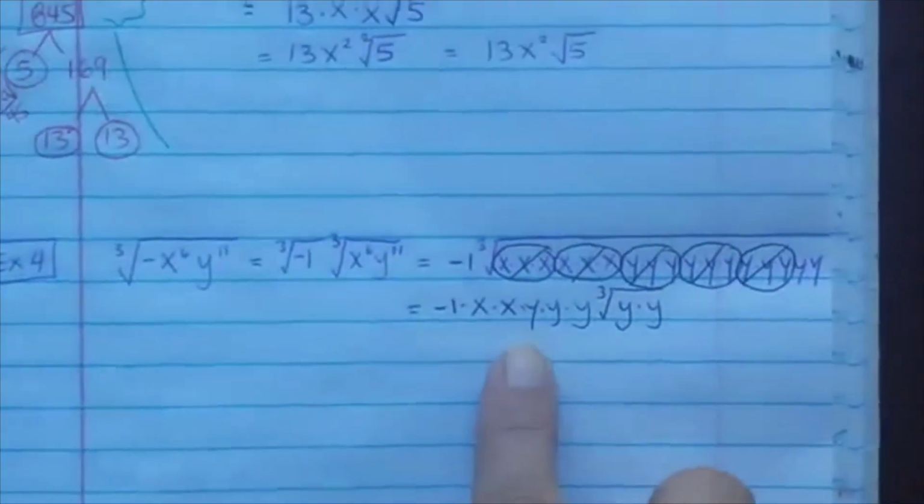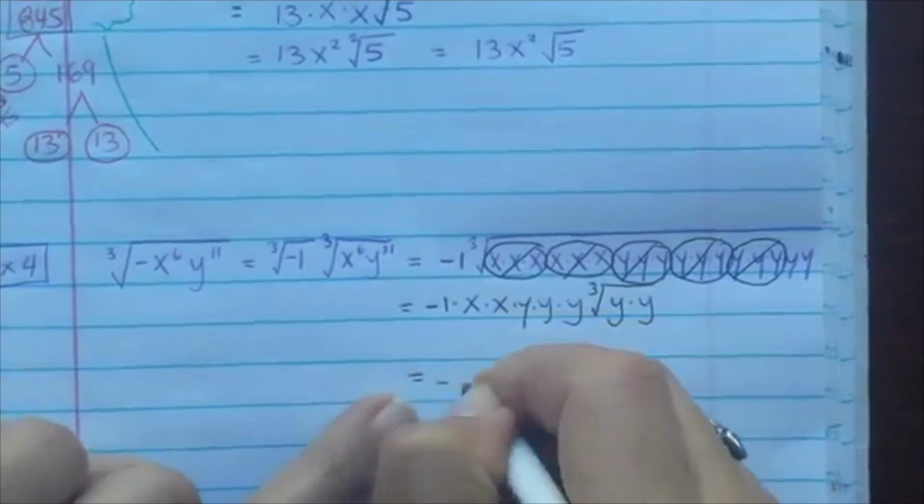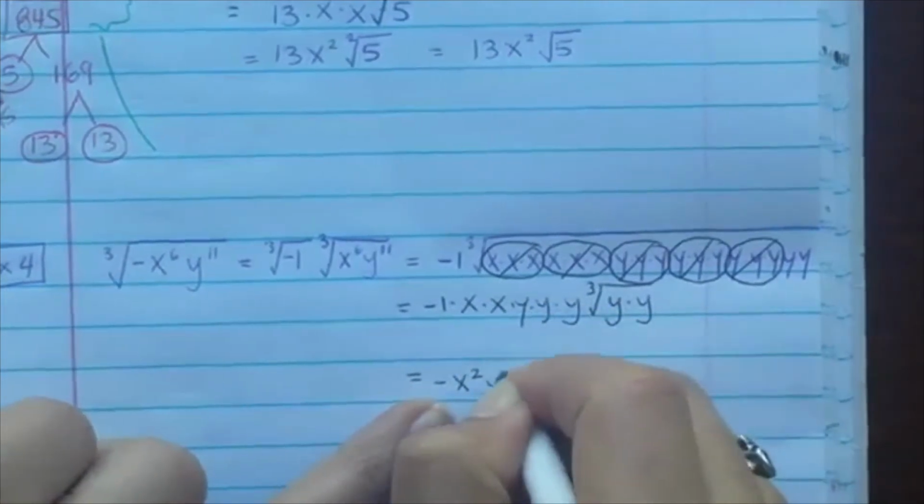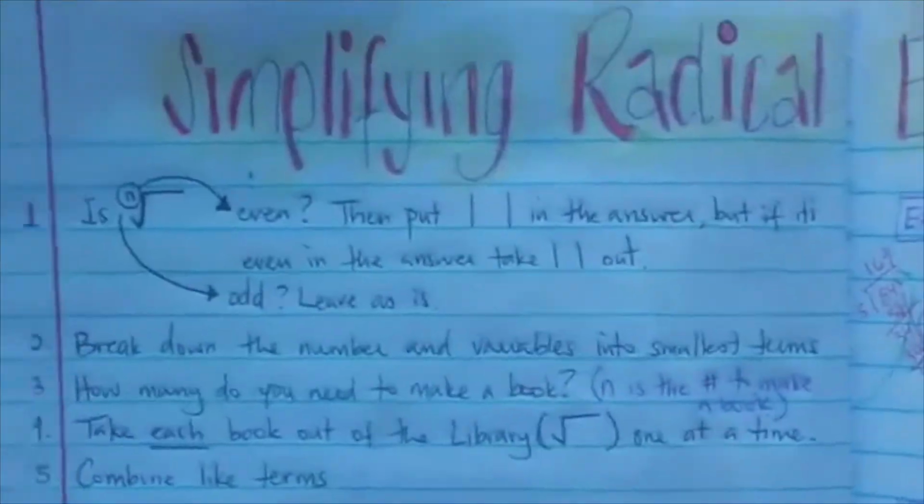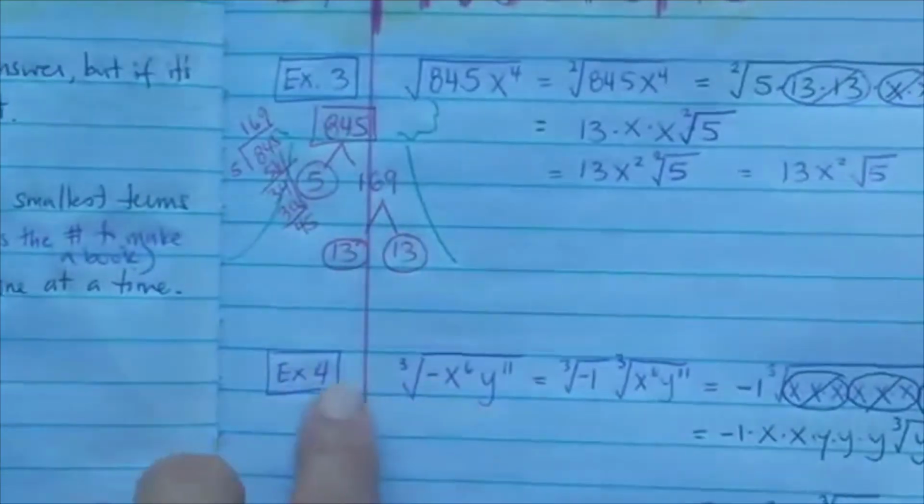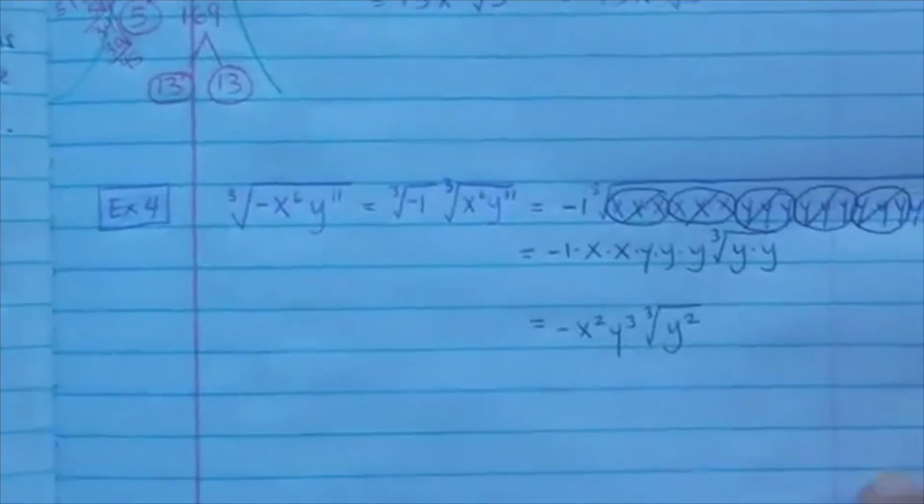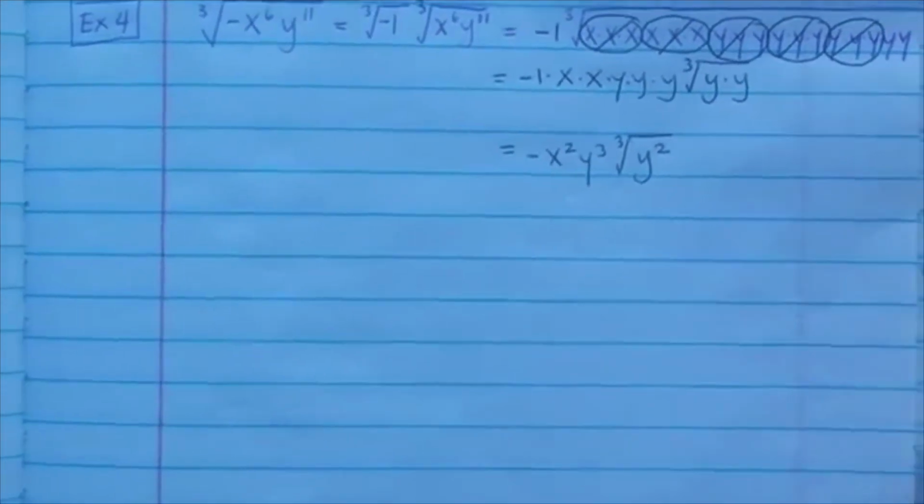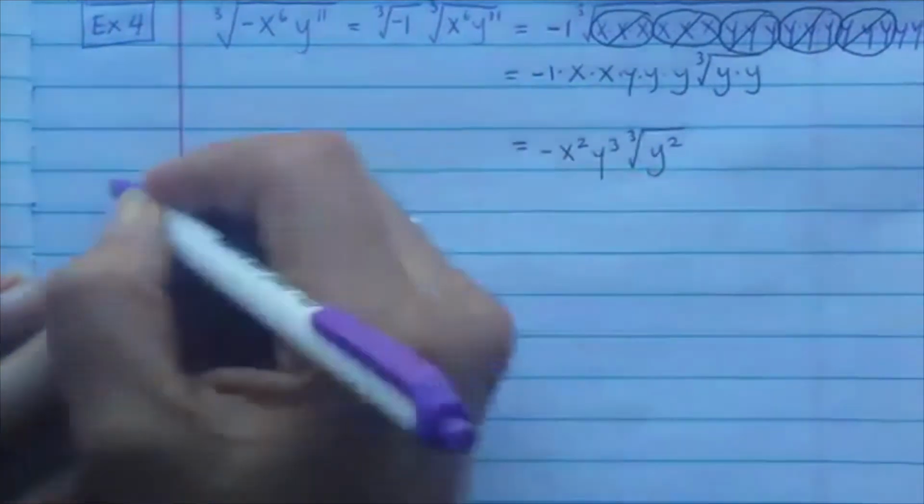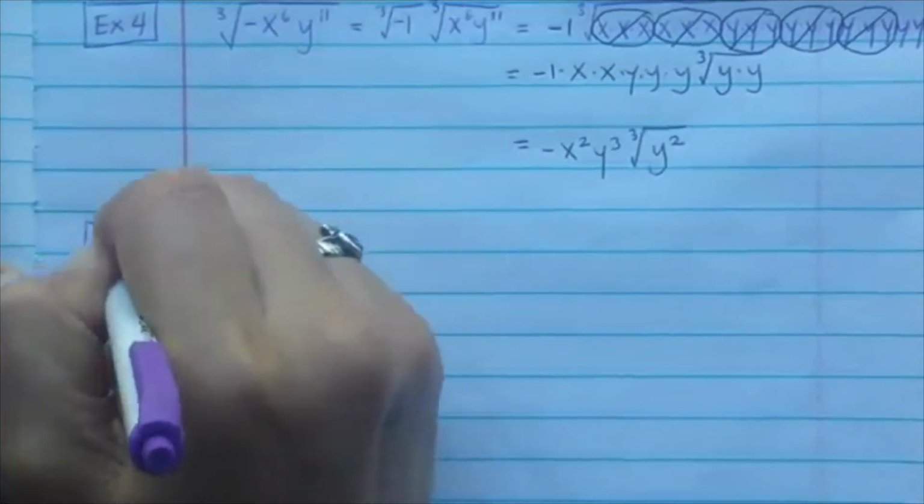Alright, once you've done that, again, just like normal, combine like terms. So we're going to have negative, and then how many x's do you have? 2 of them, x squared, y cubed, and then y squared inside. Now we don't have to worry about absolute value because it was odd in the first place. We're just going to leave it as it is, and that's our answer. Okay, so it's a special case when you have a negative inside. You have to actually think backwards.